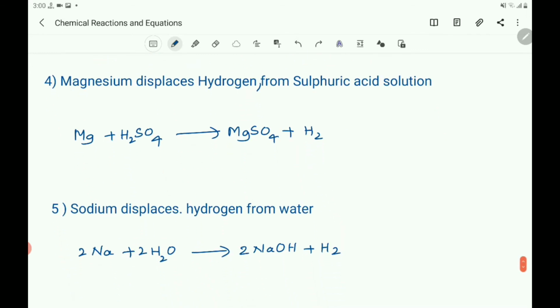The fifth example is sodium displaces hydrogen from water. You know that sodium is more reactive than hydrogen, so it displaces hydrogen from water. The balanced chemical equation is given here. 2Na plus 2H2O gives 2NaOH plus H2.